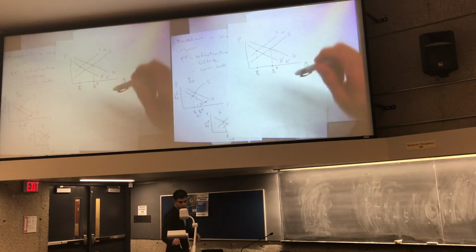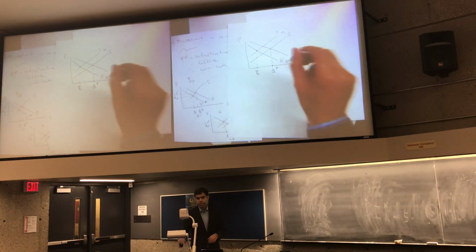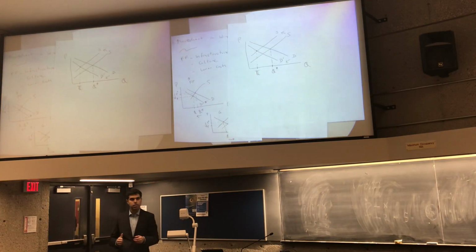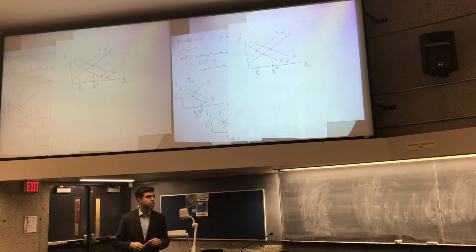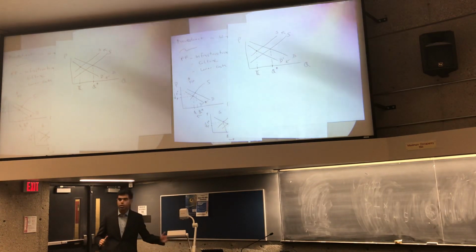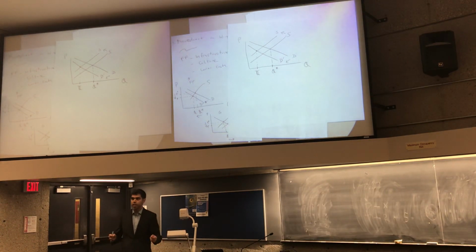So just to repeat, when the government taxes, you as a consumer have less money to spend on consumption goods. You have less disposable income to spend on consumption goods. Your income changes, so your demand curve shifts in.